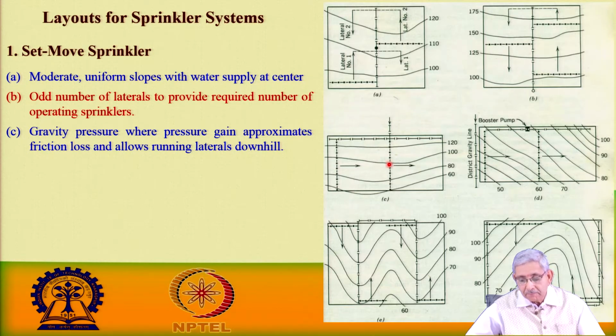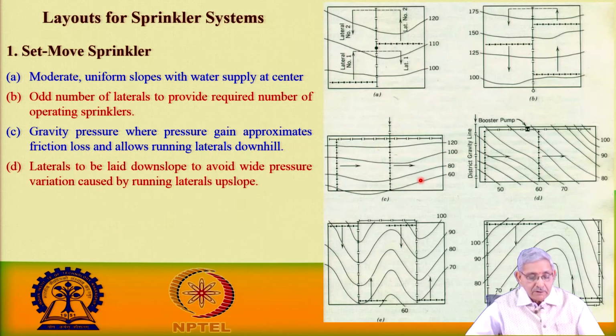The direction of the slope is being shown. So, it is down the slope that it is being maintained, and whatever frictional loss takes place will be compensated, because the gravity flow takes place. So, there will be a gain in pressure, and that will be compensated by the frictional loss. So, this is another arrangement where we are using gravity pressure, where the pressure gain takes place, and in this case this is another arrangement, the laterals to be placed down the slope.